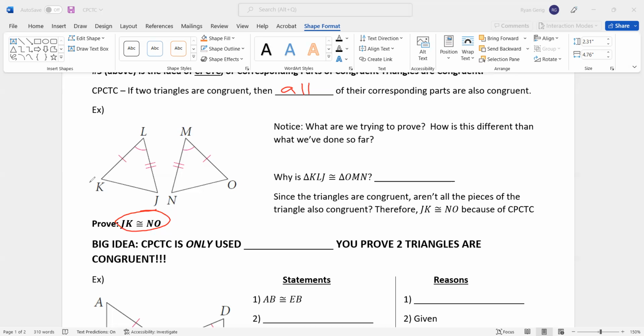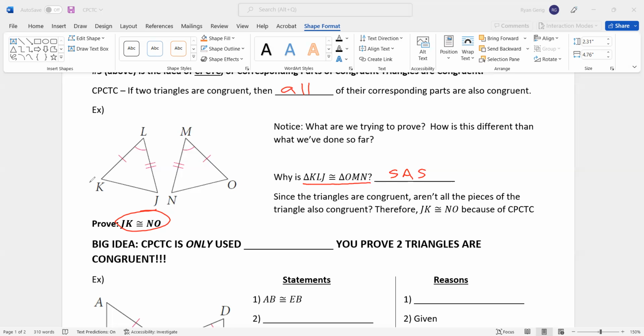Why is triangle KLJ congruent to triangle OMN? Well, you should know the shortcuts by now. Hopefully you see that this one's side angle side. So the 2 triangles are congruent. Now, because they're congruent, aren't all the pieces of the triangle also congruent? Think back to lesson 1. We just proved that those are congruent.